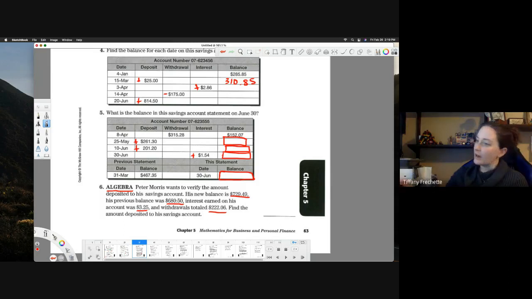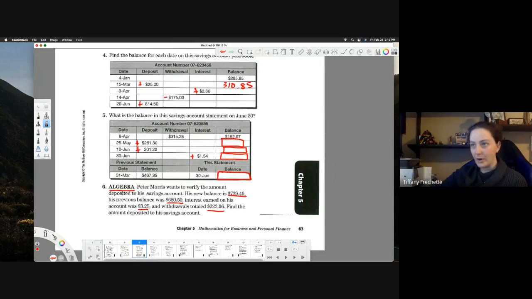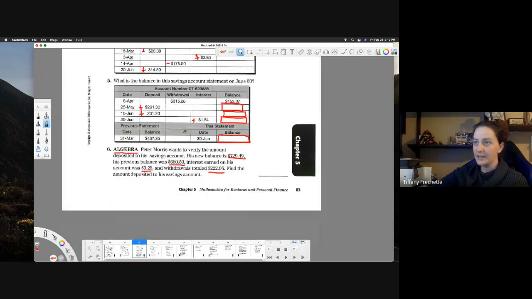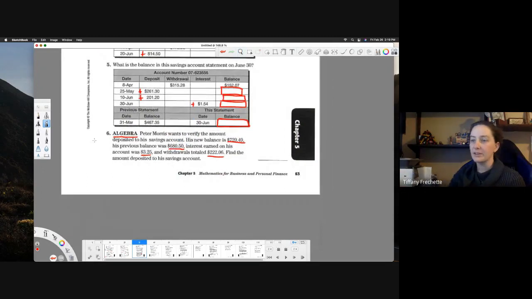So this one's not too crazy. I'm hoping everybody's going to be able to figure this one out pretty easily. So I'll kind of set it up a little bit, but I'm not going to necessarily work it out for you. So we know the new account balance is $729.49, and that's going to equal his previous account balance. And I'm just using the equation they gave us right at the top. Previous balance plus interest plus any deposits. So we don't know the deposits, right?